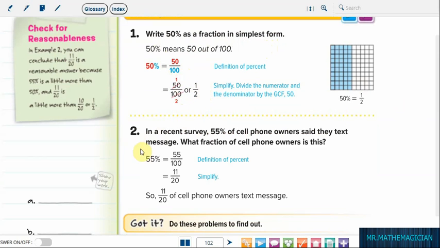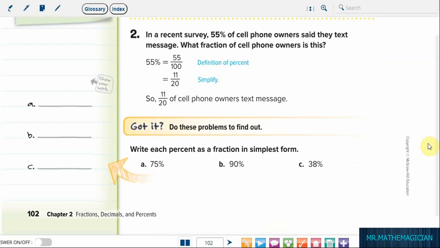Example 2. In a recent survey, 55% of cell phone owners said they text messages. What fraction of cell phone owners is this? So we need to transform 55% into a fraction in simplest form. First we write 55 over 100, then we can divide by 5 up and down. This will give you 11 over 20. So 11 over 20 of cell phone owners text messages.